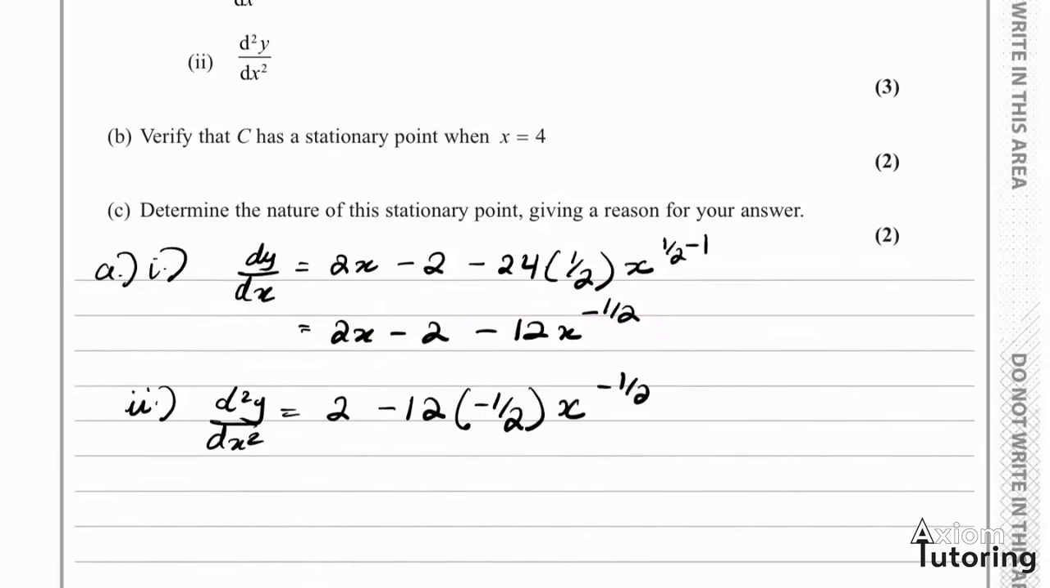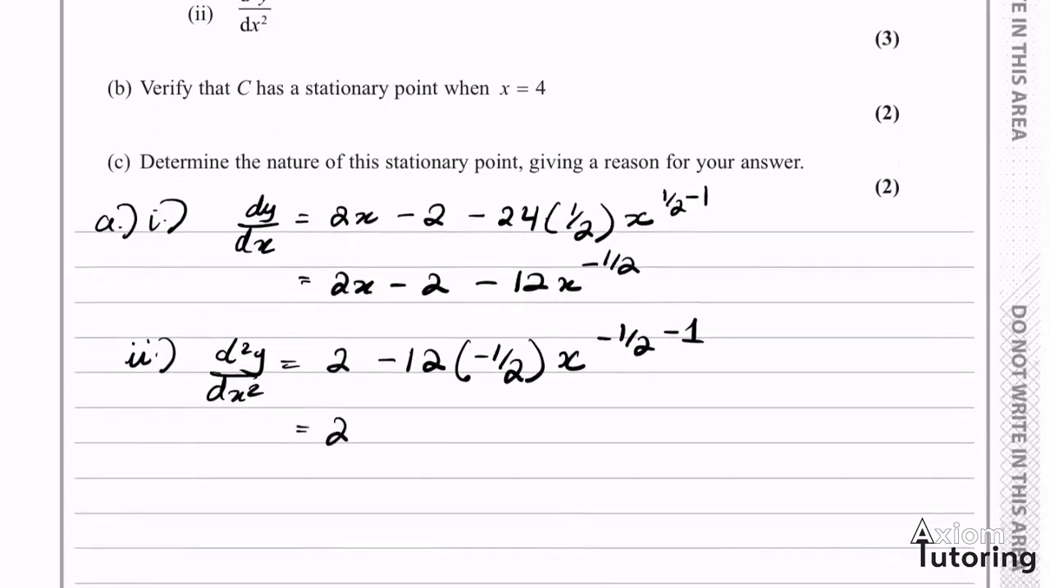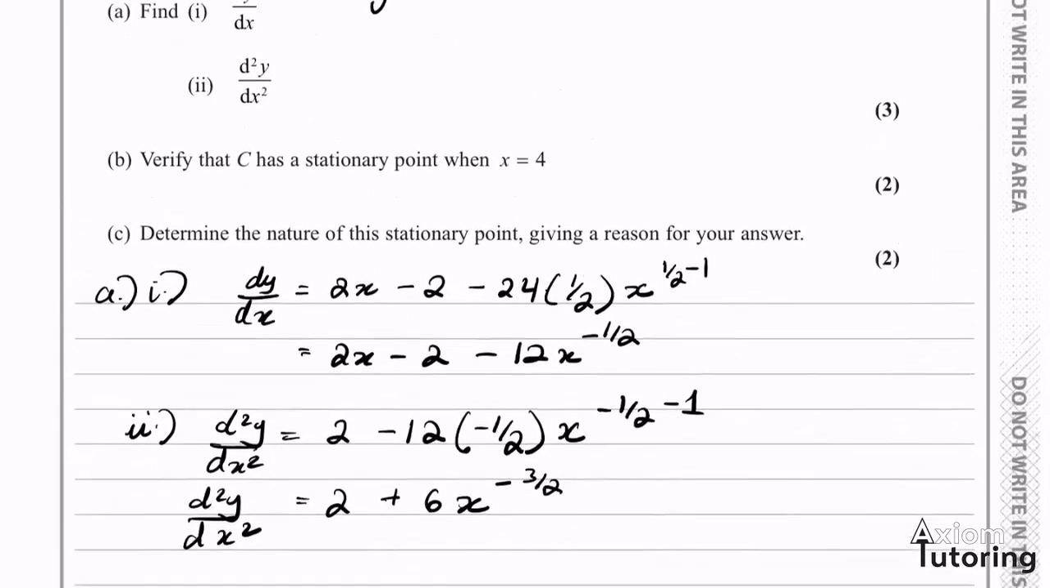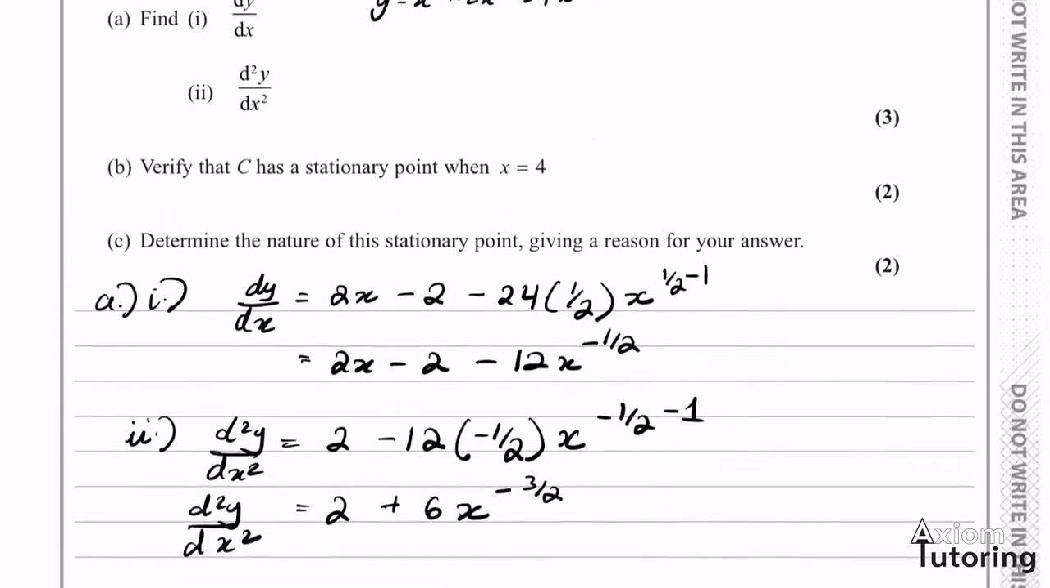x to the power of minus a half minus 1. So that is equal to 2 minus 12 times minus a half, that's plus 6, x to the power of minus a half minus 1, that's minus 3 over 2. So now we have our d squared y over dx squared expression as well. Okay, so that's part A done.